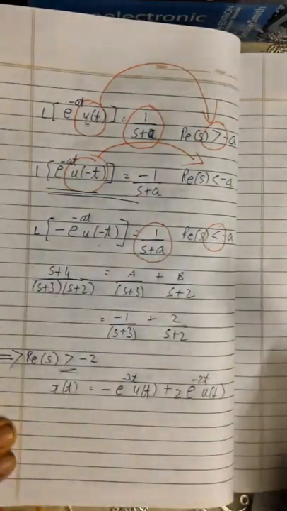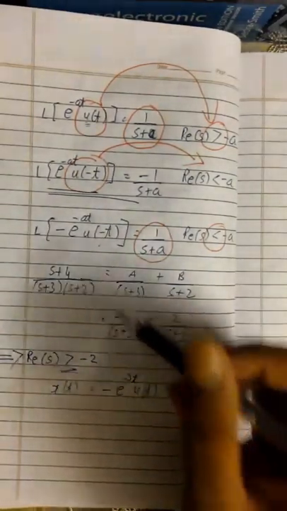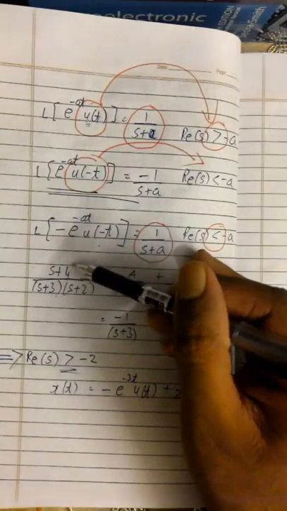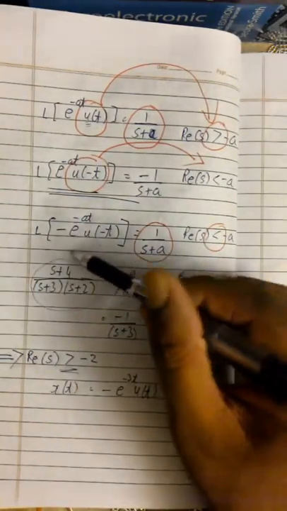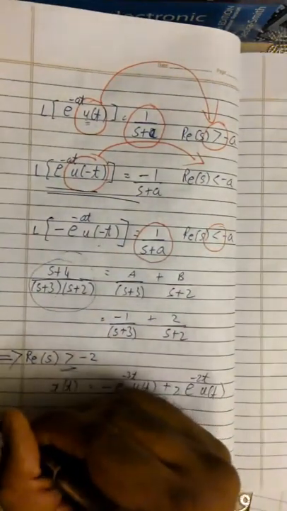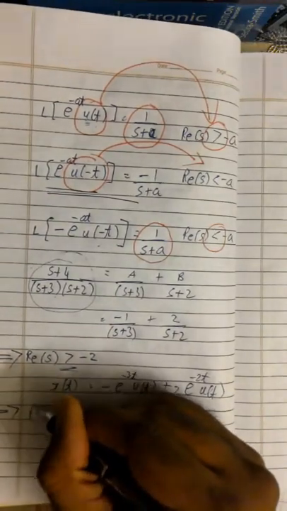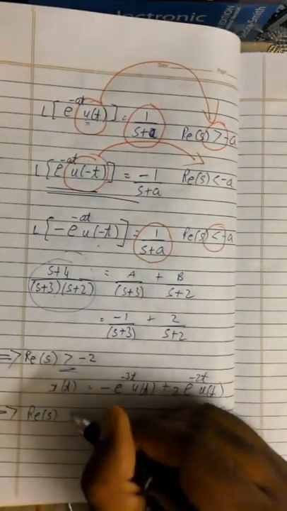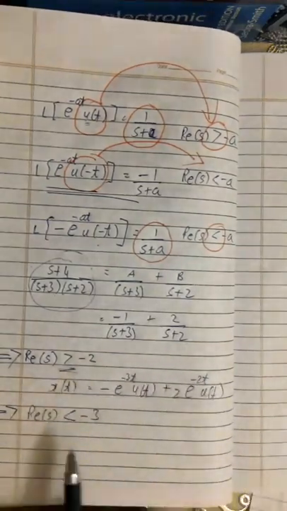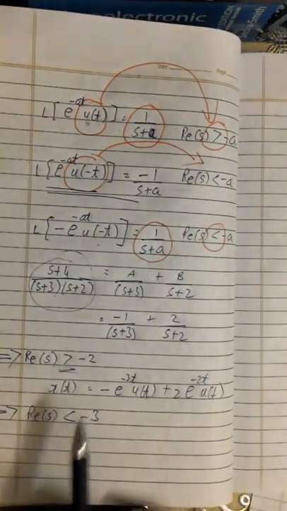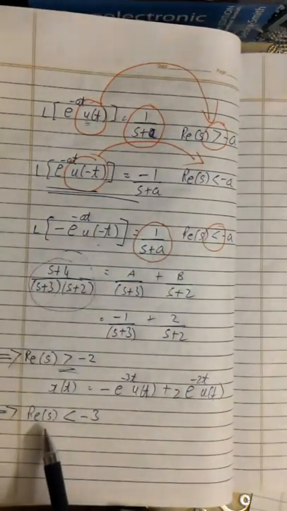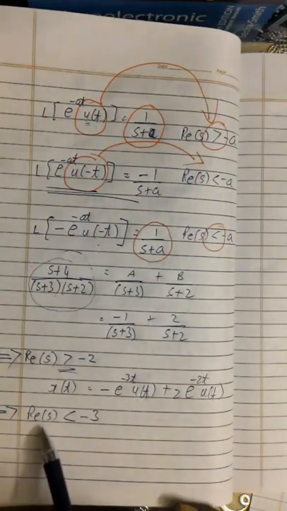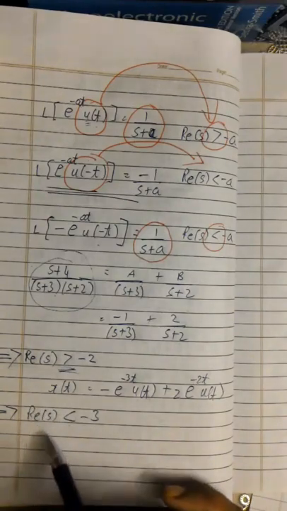Suppose, okay, now I'm going to change the question. Suppose they ask you to find the inverse Laplace transform of this function, and in the question they also give you real part of s is less than minus 3. Okay, same question, but this is different. Now the condition is real part of s is less than minus 3. In that case, what is your x of t?